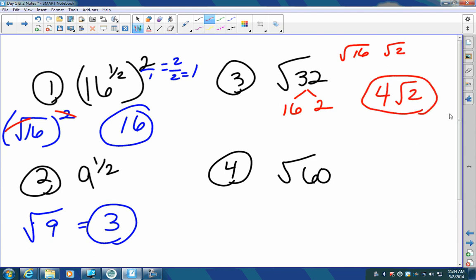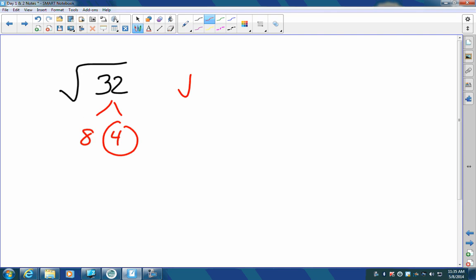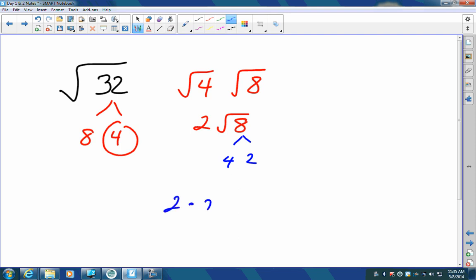Now, let me do this one real quick over here. If you did the square root of 32, and Torn, you said you did 8 and 4, right? All right, well, that's fine. 4 is a perfect square, so the square root of 4 is 2. But then you have 2 square root of 8, and you had to break 8 down again into 4 times 2, which gives you the square root of 4 again. So it'd be 2 times 2 times the square root of 2, which still gives you 4 square root of 2. Did you get that?